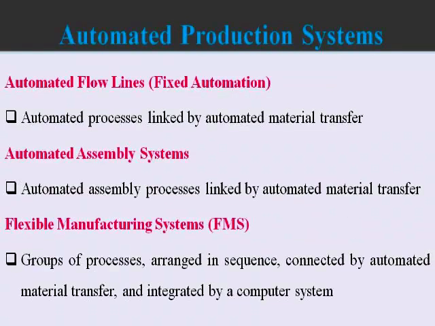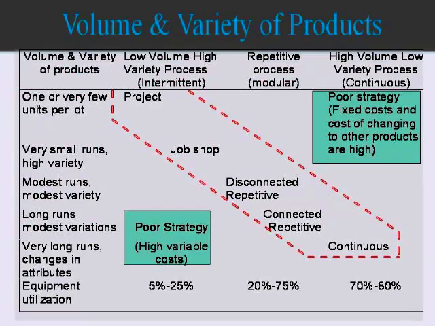On the other hand, we have automation like fixed automation, and automated processes like automated material transfers in mass production systems, automated assembly systems, and processes linked by automated material transfer, and then they all developed into flexible manufacturing. A group of processes arranged in sequence, connected by automated material transfer and integrated by a computer system, is a typical FMS. I have been telling you that FMS is a mid-volume, mid-variety production system.